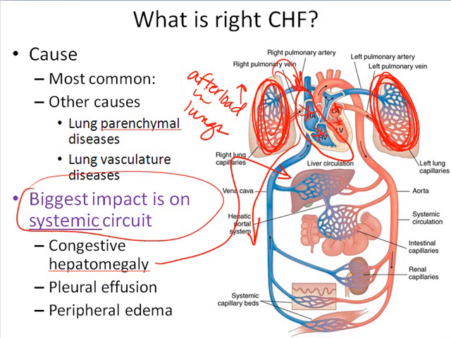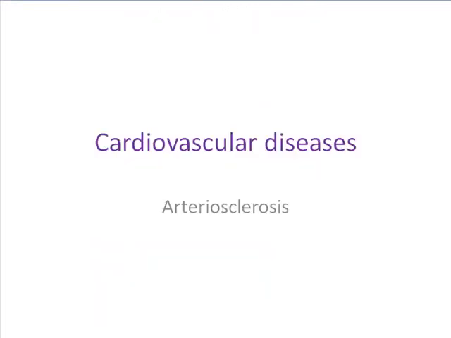That means that I get a huge amount of fluid accumulation in the liver to the point where the liver actually increases in size. Pleural effusion. Sometimes we'll get that accumulation of fluid in the pleurae. And a big one, you'll get lots of peripheral edema, particularly in the lower extremities like the ankles and lower legs. Okay, that's enough on congestive heart failure. The next thing we're going to be talking about is arteriosclerosis.